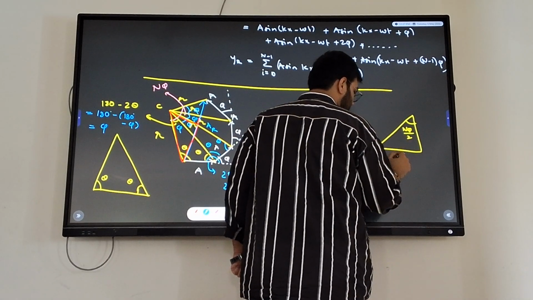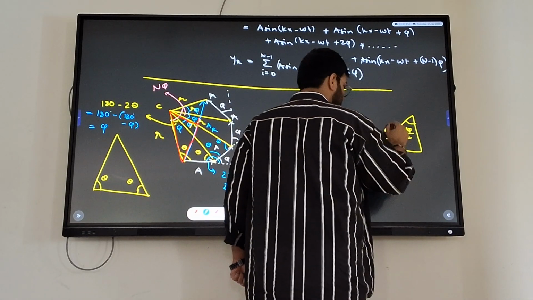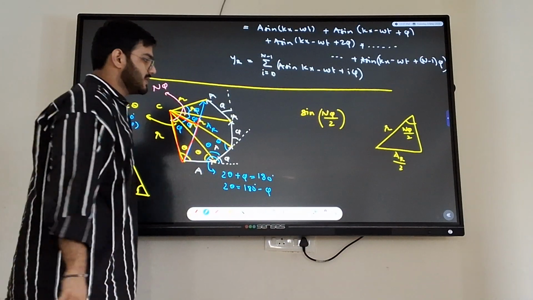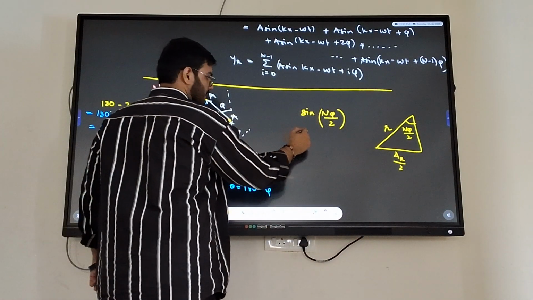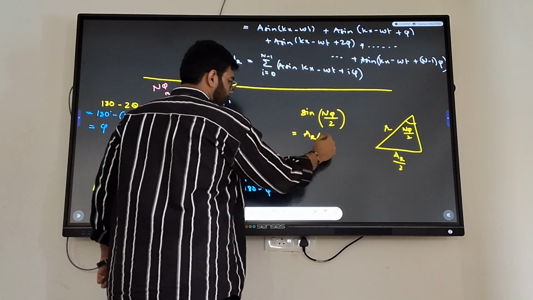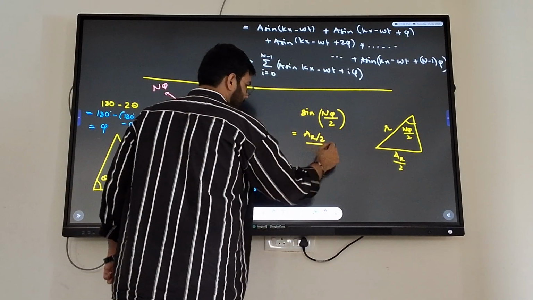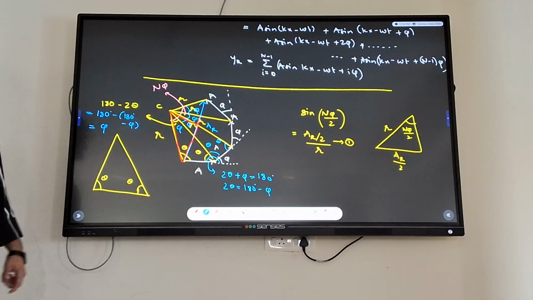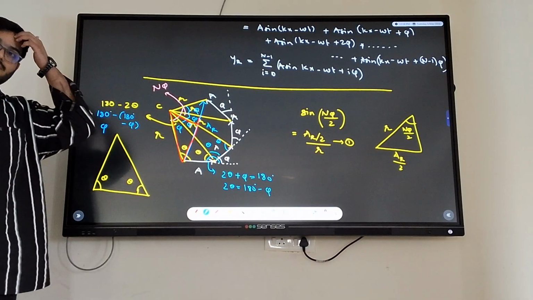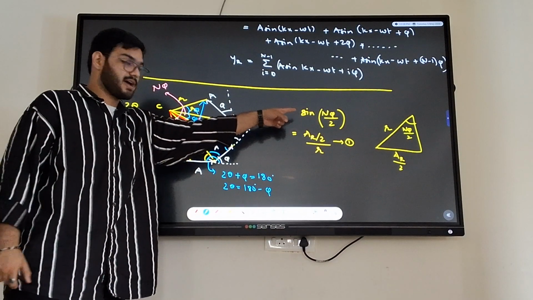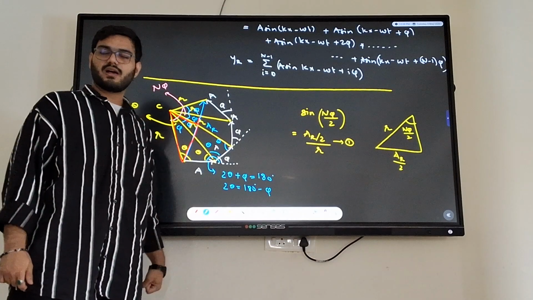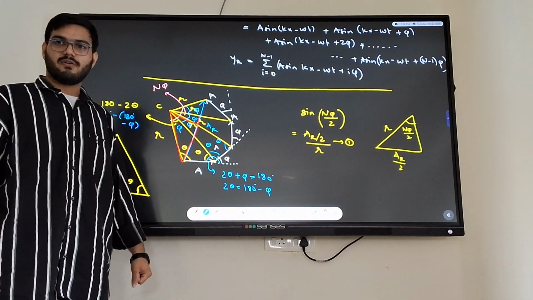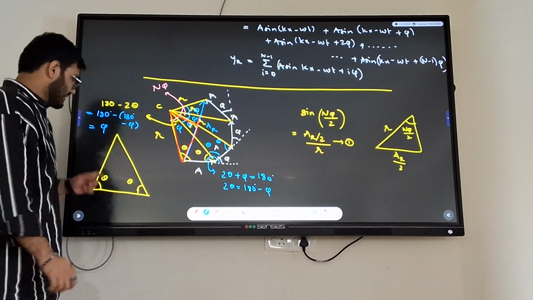Let me draw it again so that it is clear. This is sine n phi by 2, this is AR by 2, this is what it should be? AR by 2 divided by R. So I already found some kind of relation of this AR and this phi angle and this R, but I have to eliminate this R. How will I do that? Let's take this triangle.